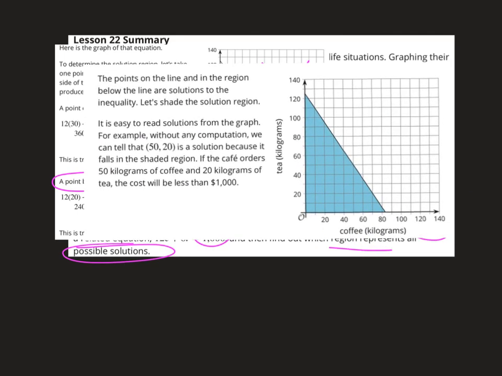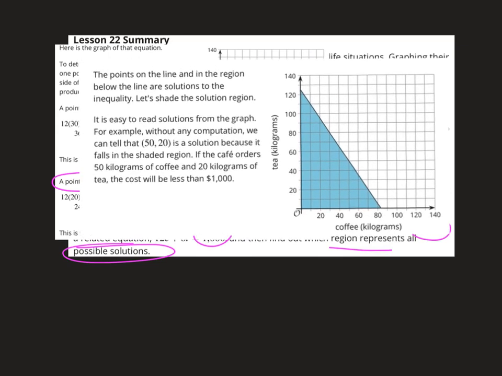So any combination, say, that's in this region, right? So right about here, that would represent 30 kilograms of coffee beans and 20 kilograms of tea leaves. That would yield us a solution for this inequality. And that would yield us a cost that would be less than what the cafe was looking to spend. Anything that lands on the line would be exactly $1,000.